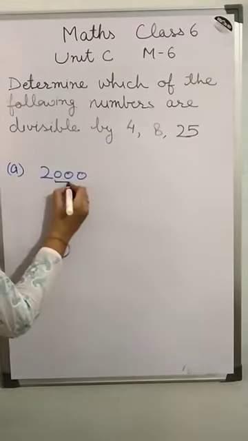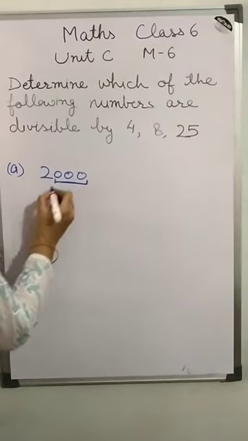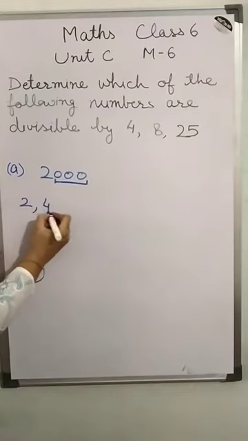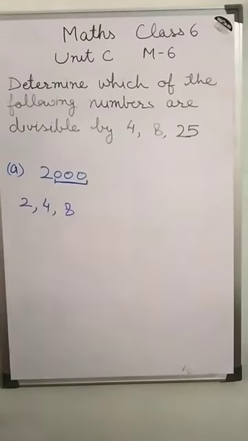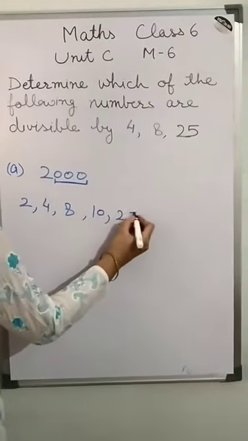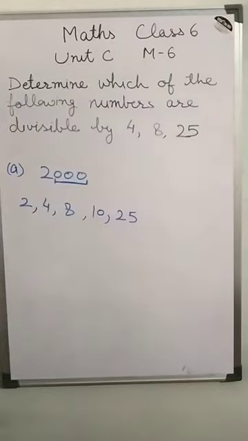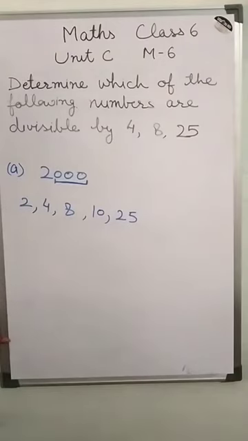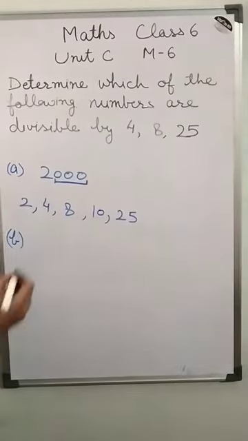Whenever the last three digits of a number are 0, then the number is divisible by 2, 4, 8, 10 and 25. If the last three digits are 0, that means the number is divisible by 2, 4, 8, 10 and 25, as I explained in my last video also. Now I am taking the next question.